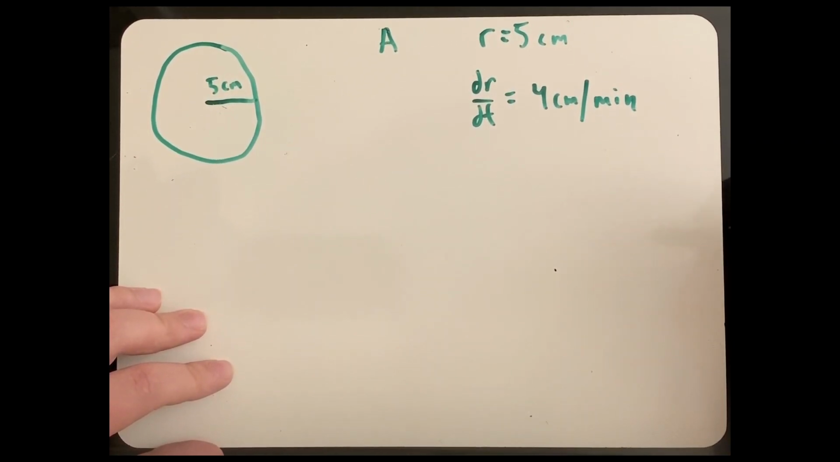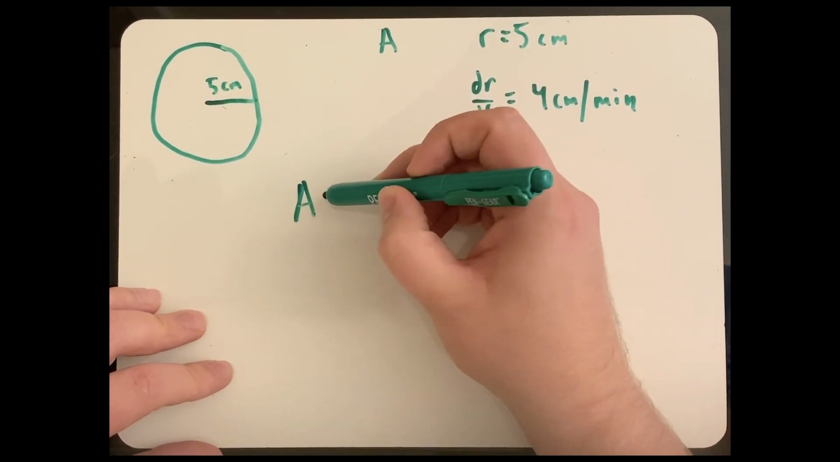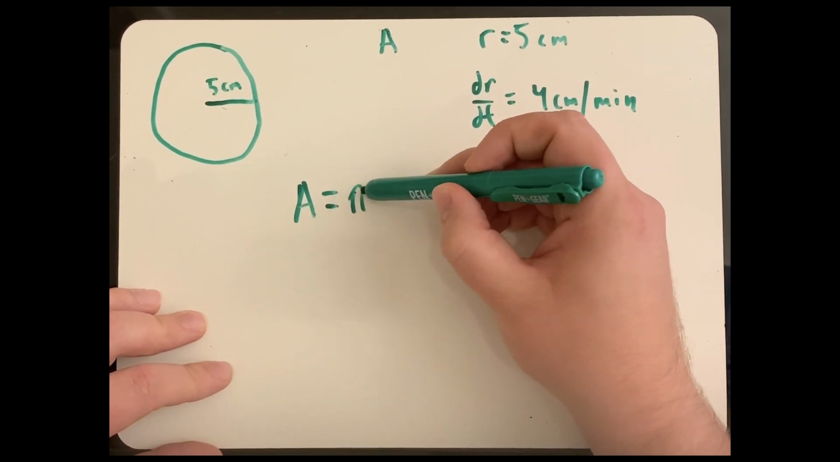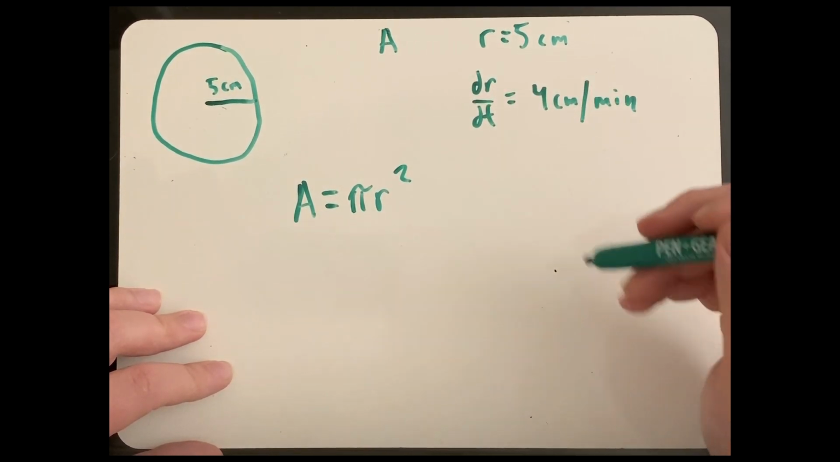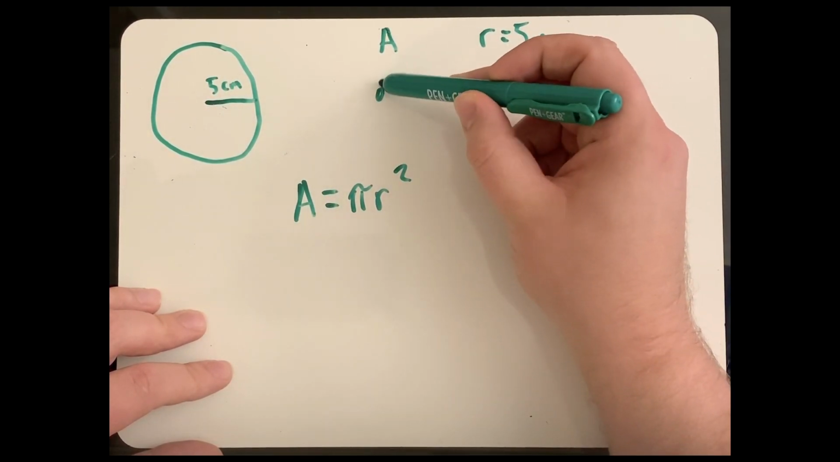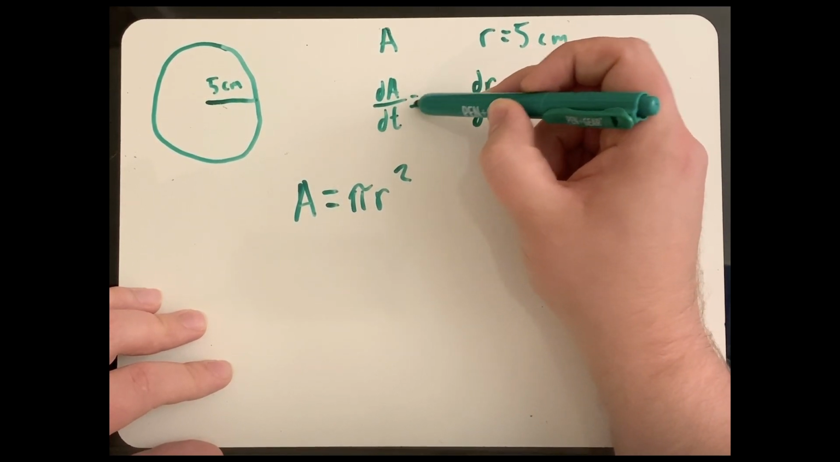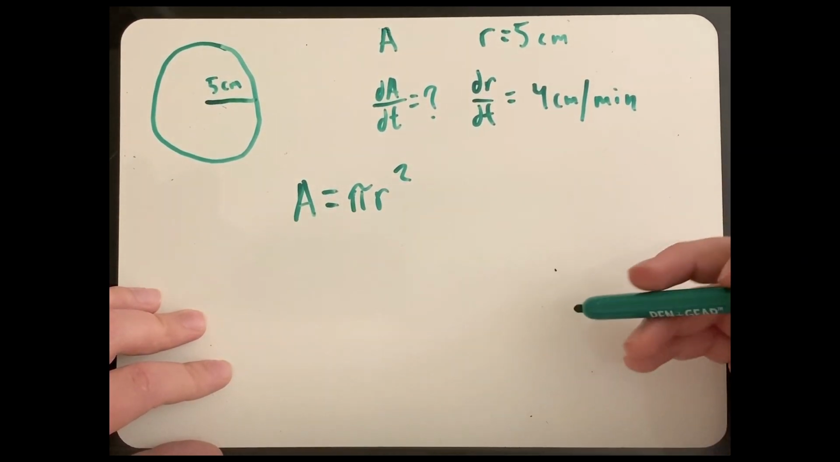Now we go into given equations. Well, we know that the area of a circle is equal to pi r squared. Oh, I forgot what we were looking for. We're looking for how fast the area of the pool is increasing. So how fast is our area changing with respect to time? Okay, so now we have our known equation.